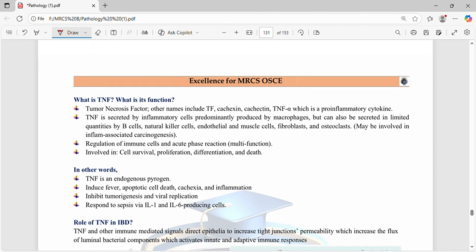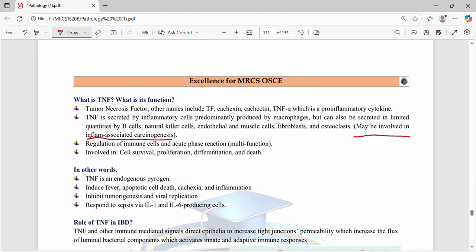What is TNF? What is its function? Tumor necrosis factor, other names include TNF-alpha, cachexin, and cachectin, is a pro-inflammatory cytokine. TNF is secreted by inflammatory cells, predominantly produced by macrophages, but can also be secreted in limited quantity by B cells, natural killer cells, endothelial cells, muscle cells, fibroblasts, and osteoclasts. It may be involved in inflammation-associated carcinogenesis, regulation of immune cells and acute phase reactions, and is multifunctional, involved in cell survival, proliferation, differentiation, and death.